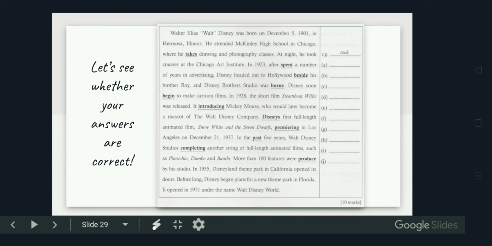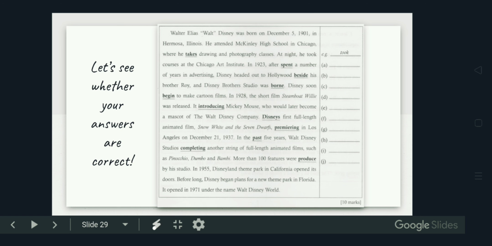Walt Disney was born on December 5, 1901 in Hermosa, Illinois. He attended McKinley High School in Chicago, where he takes drawing and photography classes. At night, he took courses at Chicago Art Institute. In 1923, after spent a number of years in advertising, Disney headed out to Hollywood beside his brother Roy, and Disney Brothers Studio was born. Disney soon began to make cartoon films.